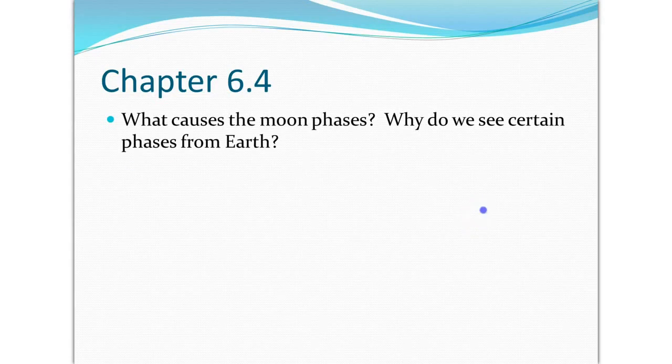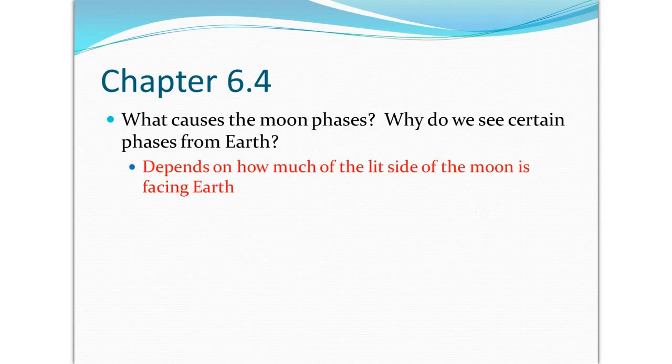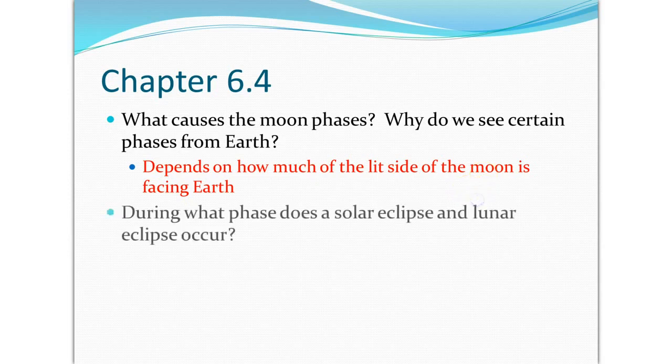Why do we see certain phases from Earth? All of this depends on how much of the lit side of the moon is facing Earth. Once again, half of the moon is always lit, 50%, same thing with Earth. So how much of the lit side is turned towards us determines what phase we see. Right now we are heading towards a new moon, and we have a waning crescent in the morning.